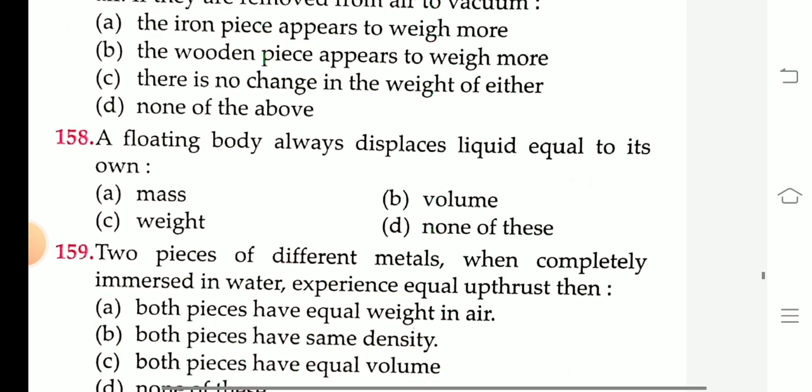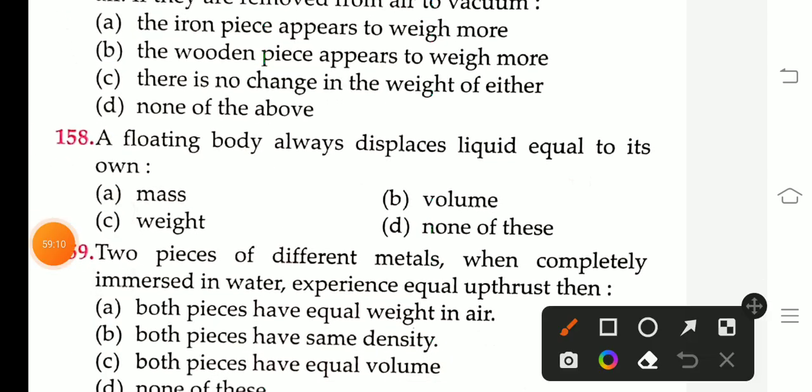A floating body always displaces liquid equal to its own weight. Two pieces of different metals, when completely immersed in water, experience equal upthrust, then both pieces have equal volume.